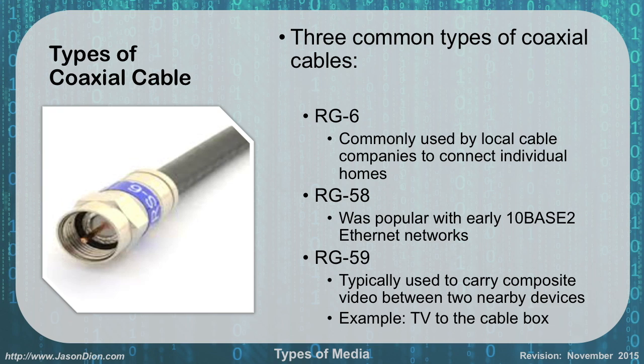RG59 is what you use from your cable box to your TV or your wall outlet to your TV. It's a thinner, more pliable coaxial cable used in internal environments and doesn't go nearly as far as an RG6 because RG6 has a lot more shielding. For the exam, what do you really need to know? If you see RG something, they're talking coax. Okay, that's about it, because that's all we use coax for these days.